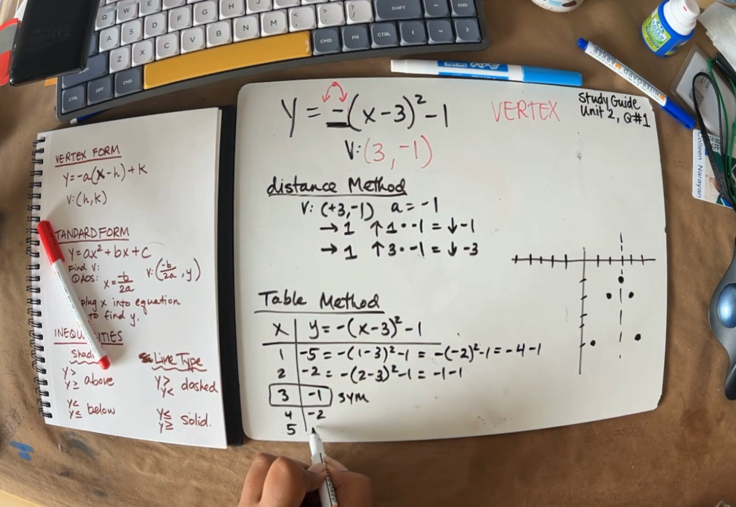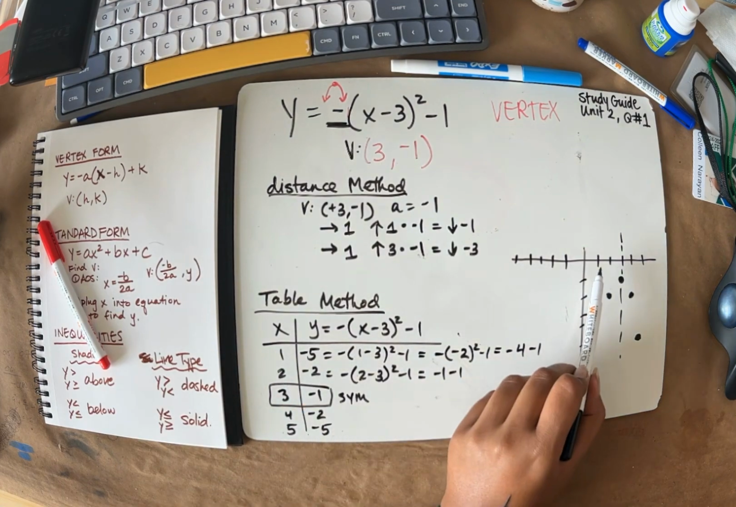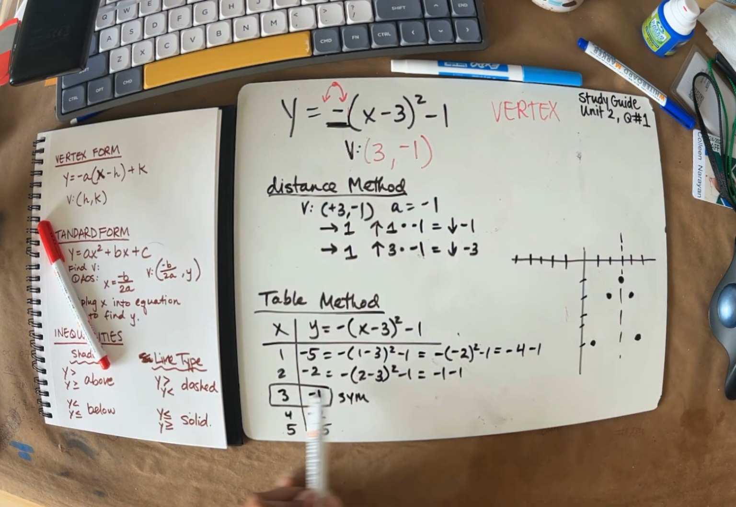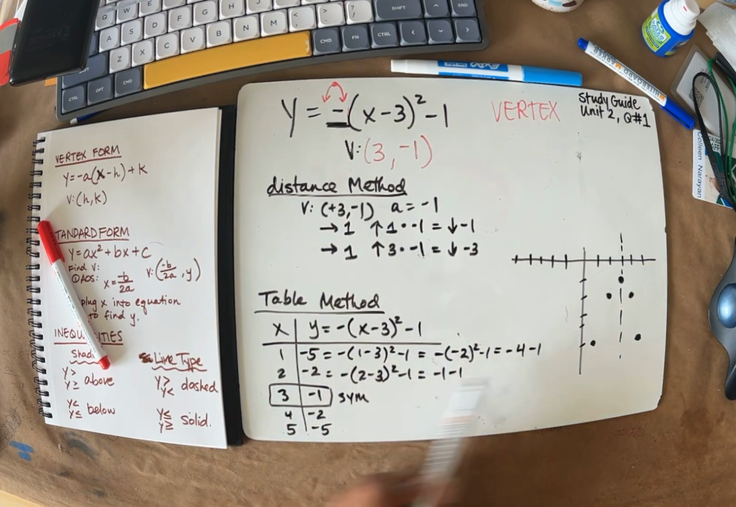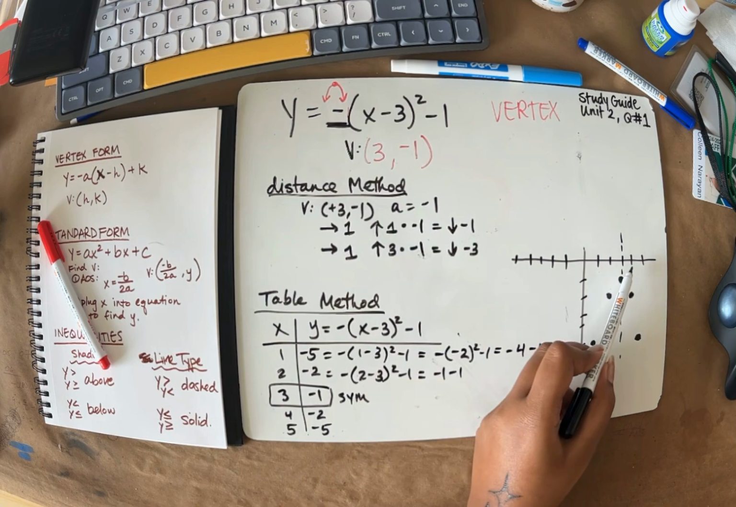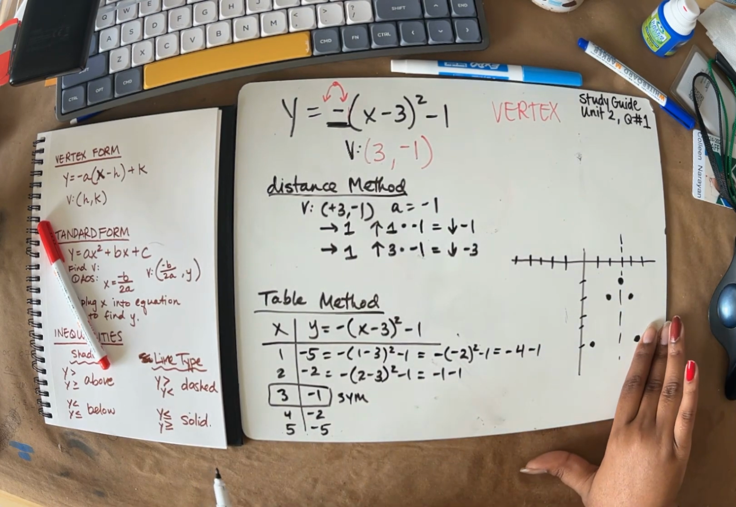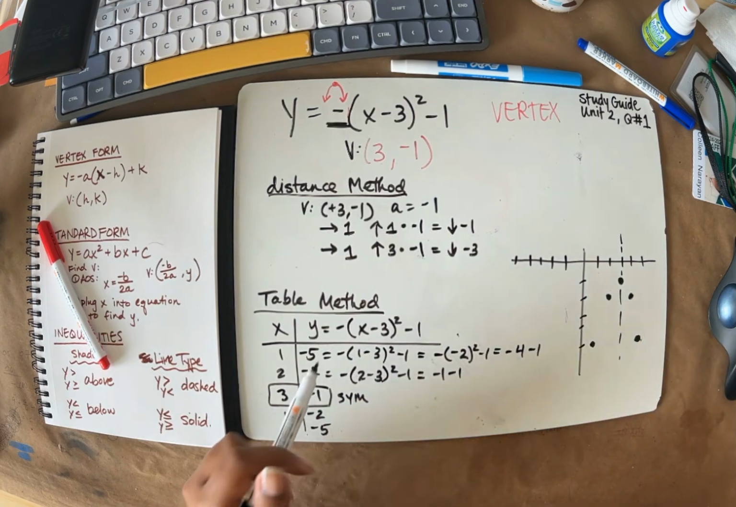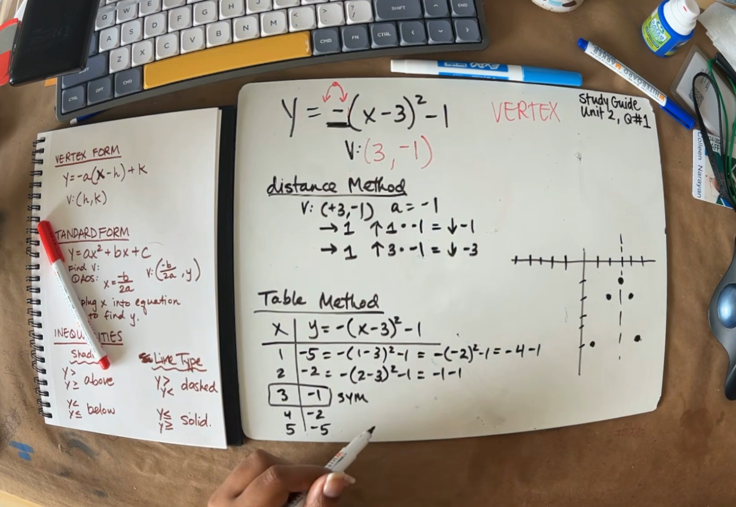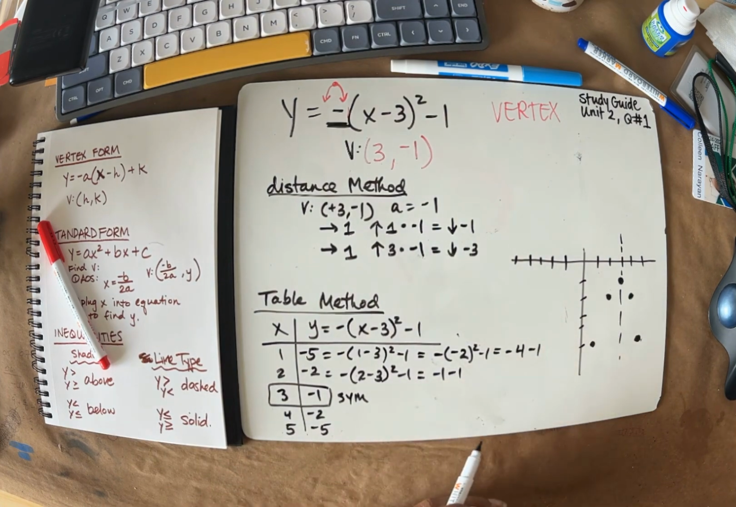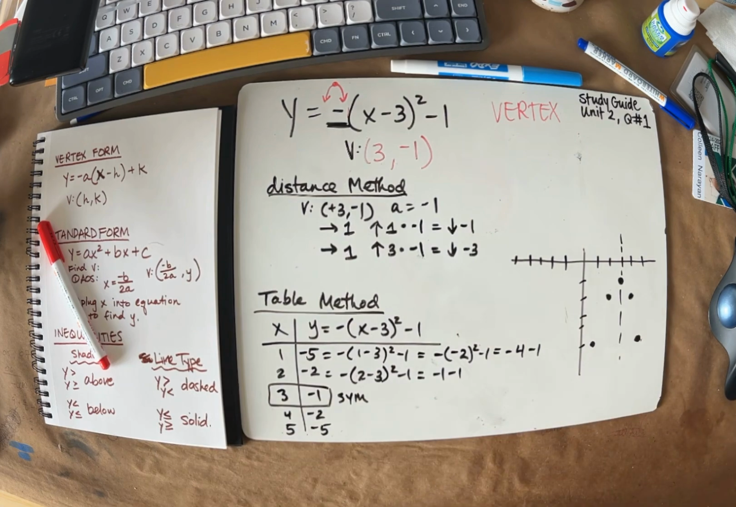So I got 2, -2 on this side. I got 1, -5. Oh, I already have that. 2, -2. Perfect, already have that. I have my vertex. I have 4, -2, and I have 5, -5. I have killed it. We have killed it, my friends. Our distance method is our faster method. But if you feel more comfortable with the table method, that's amazing. But we do have to get good at our distance method.